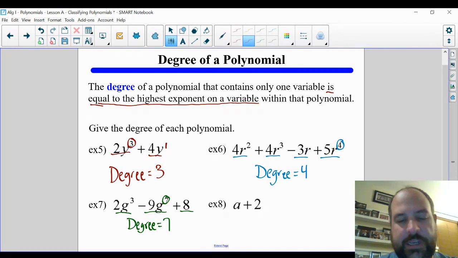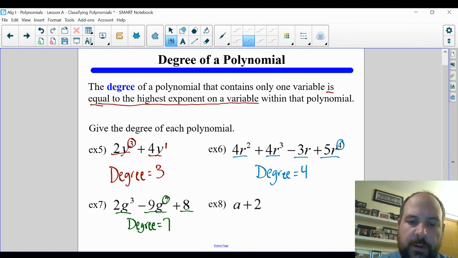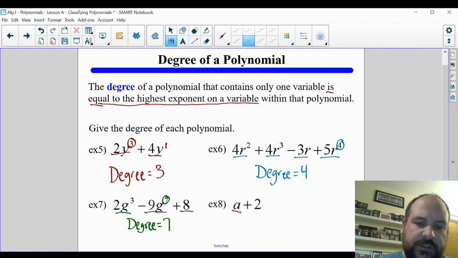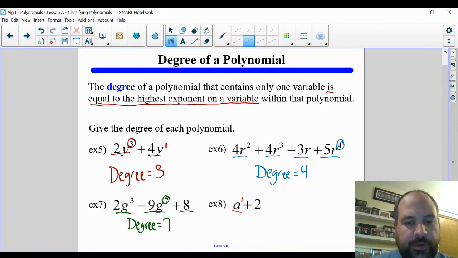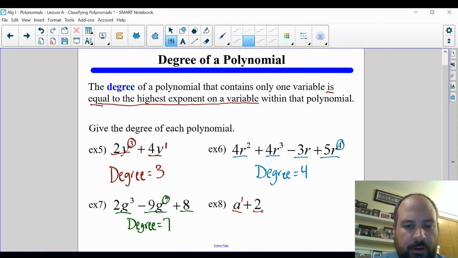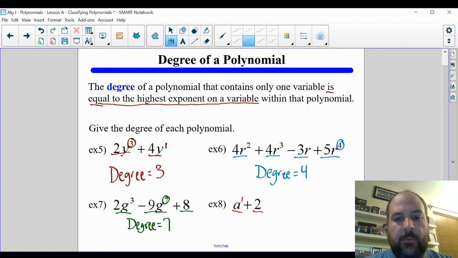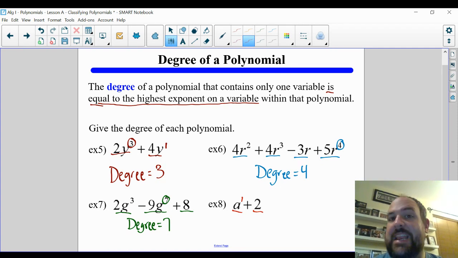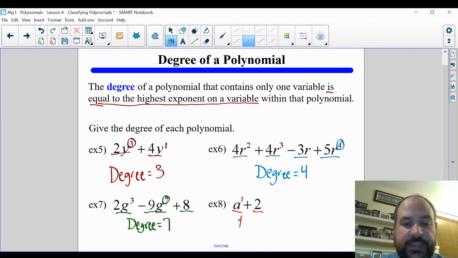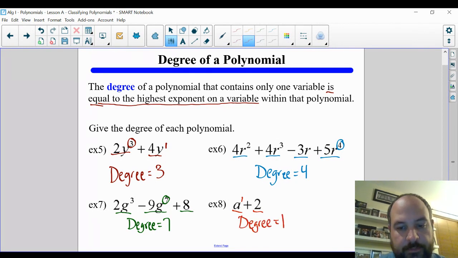And on the last one, you might be saying, I don't see any exponents there, which is true, but we need to remember this first term, a, has an exponent of 1. My second term, 2, is a constant. It is not a variable. It's just a number, which means even if it did have an exponent, I would simplify that to just a number. The exponent that matters is the one that's on the a, which means the degree of this whole polynomial is going to be 1.